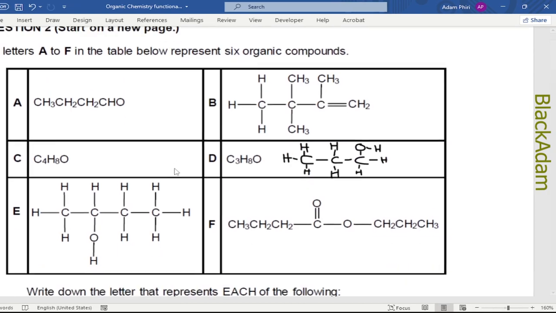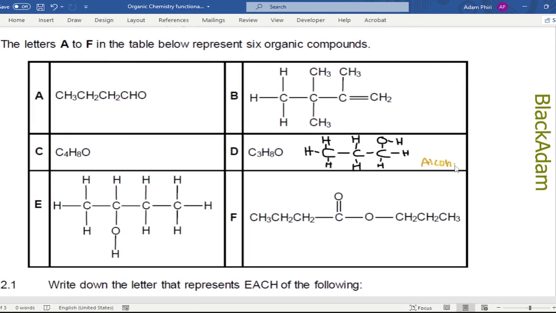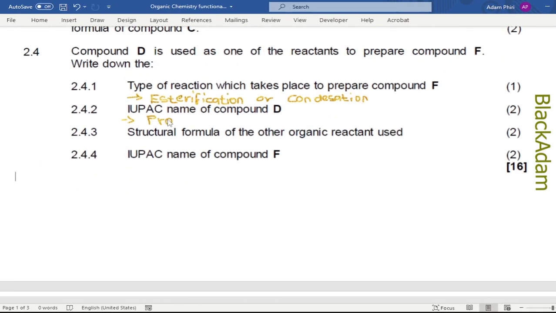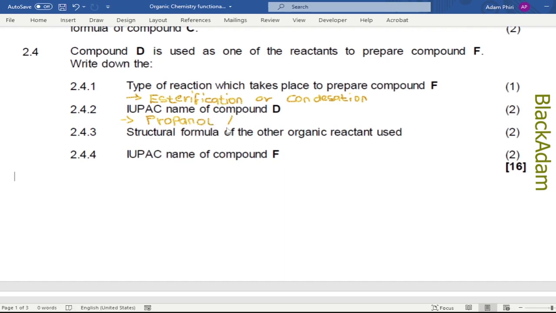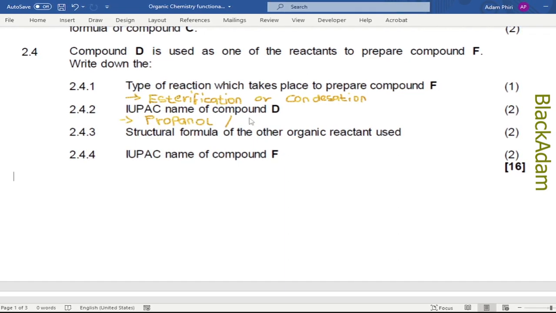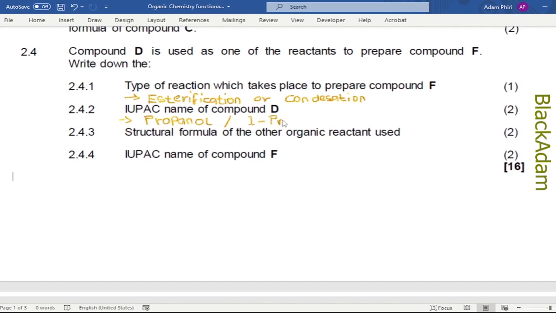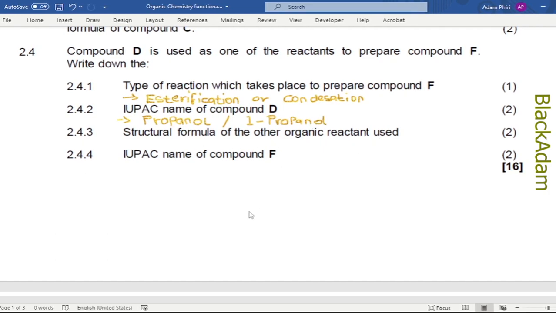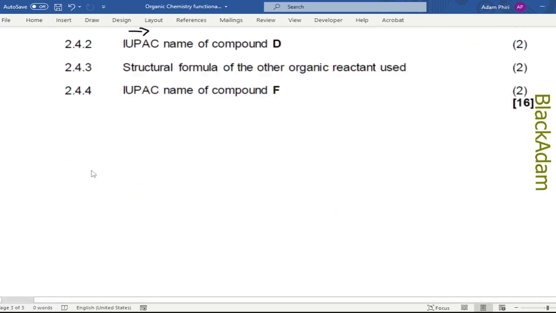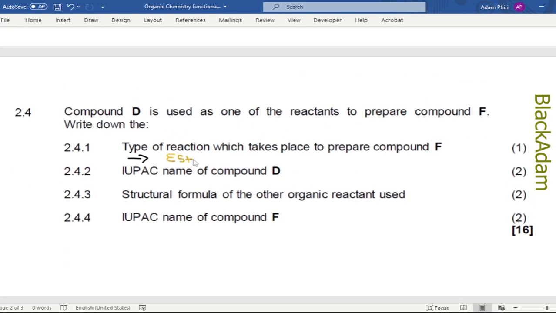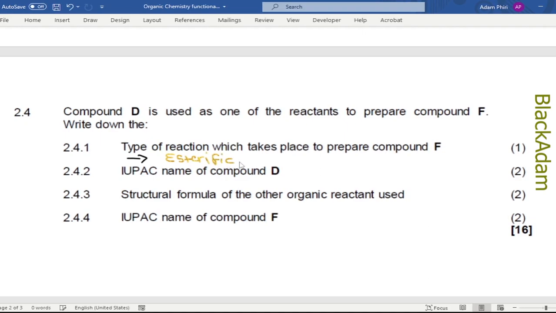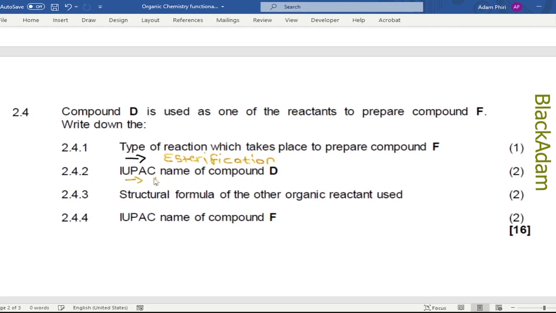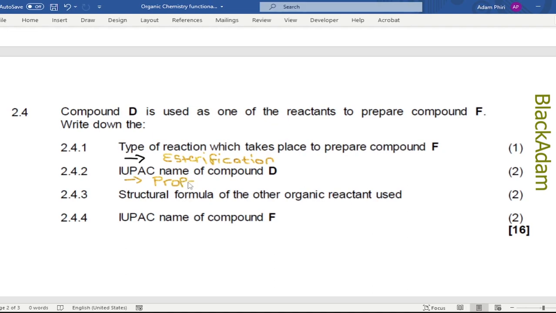So the IUPAC name for D is the alcohol, so that is alcohol there, and that is 3 carbons, that's propanol, or propan-1-ol, or 1-propanol. So you can use different standards for naming from the IUPAC, and that's 1-propanol with OL. That's 2.4.2, the IUPAC name for D, that's propanol. And then 2.4.3, we need to find the structure of the organic reactant used.